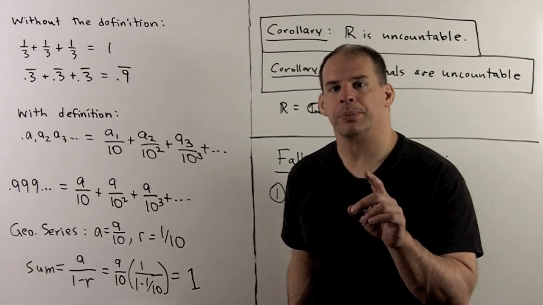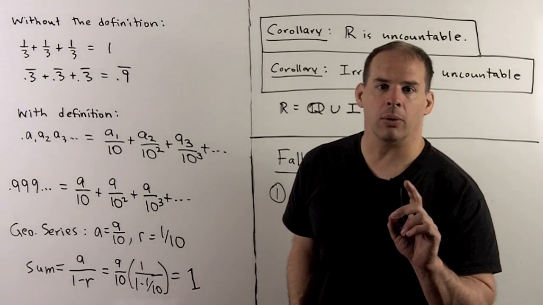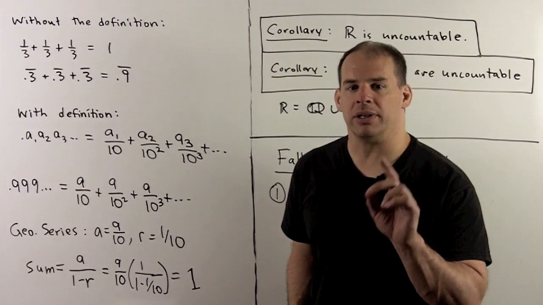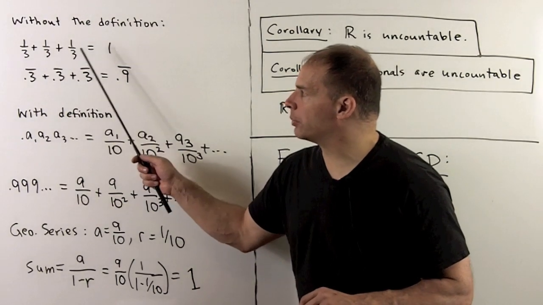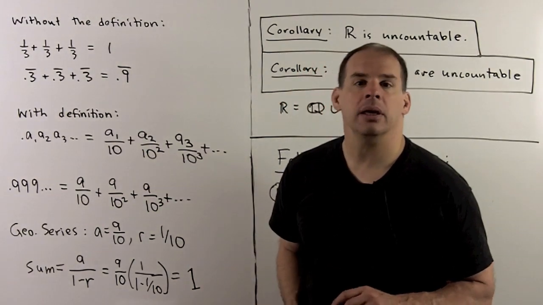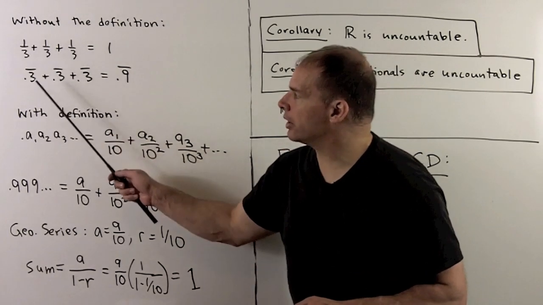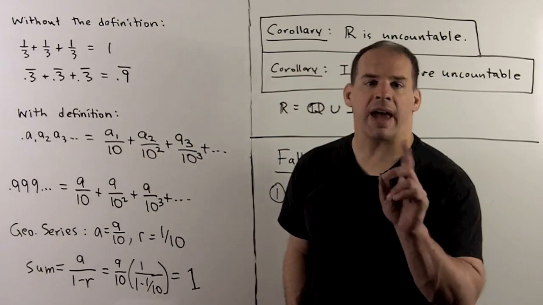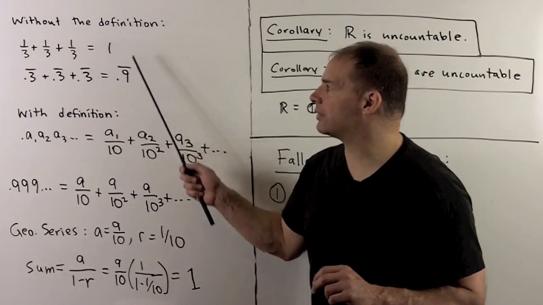Just in case, why does 1 equal 0.9 repeating? There are two ways we can go with this. If we don't want to bother with a definition, we just want to believe it, we have that 1/3 plus 1/3 plus 1/3 equals 1. In decimal representation, 1/3 is 0.3 repeating. So if I add that to itself 3 times, we're going to get 0.9 repeating. So these have to be the same.